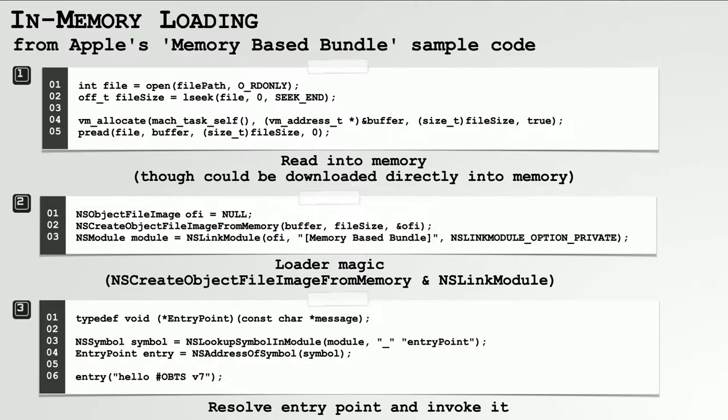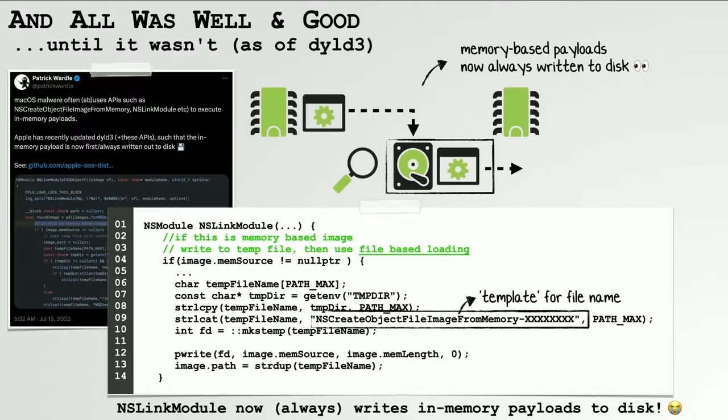Now the magic. Step two, we invoke these NS APIs, for example, NSCreateObjectFileImageFromMemory and NSLinkModule. These are Apple APIs that perform all the loader magic that dyld does, or did, but does it directly from a memory buffer. This is amazing. It does all the work for us. And then once it's ready to go, we can resolve symbols in the loaded payload, execute them, and we are good to go. So 20 lines of code, thanks to Apple APIs, in-memory code execution was trivial. And this was all well and good.